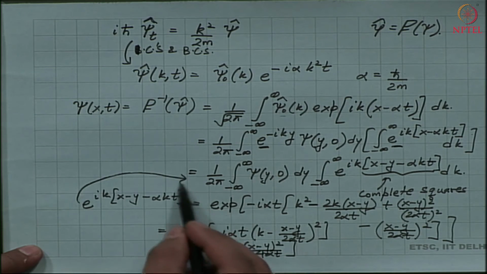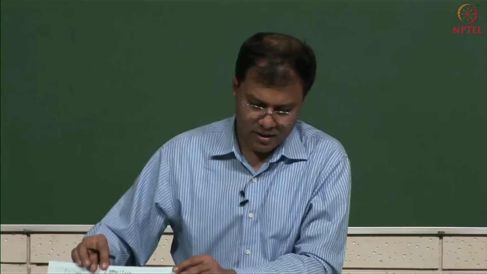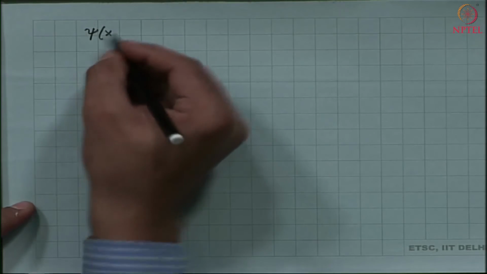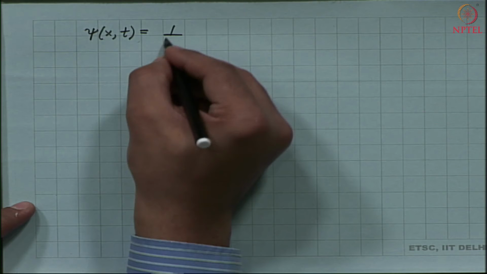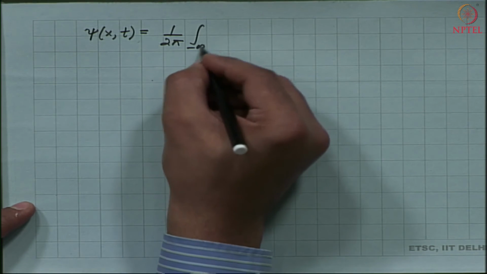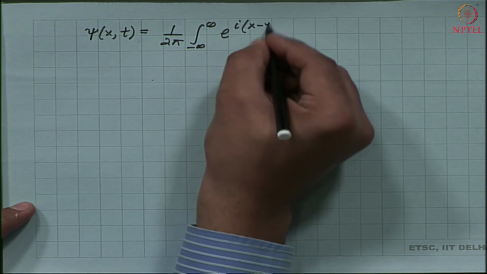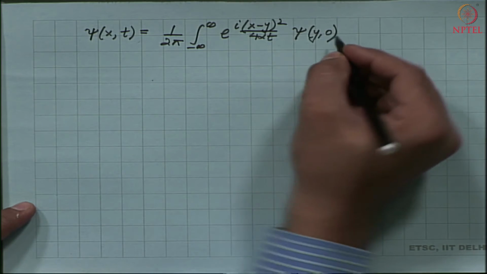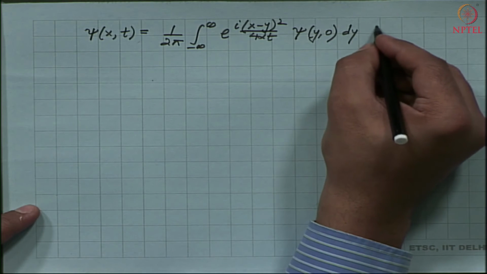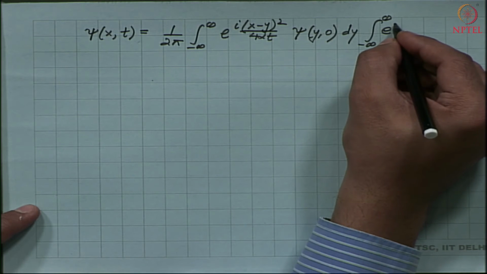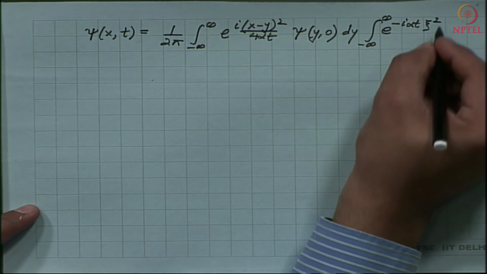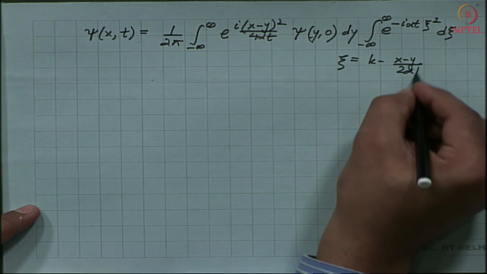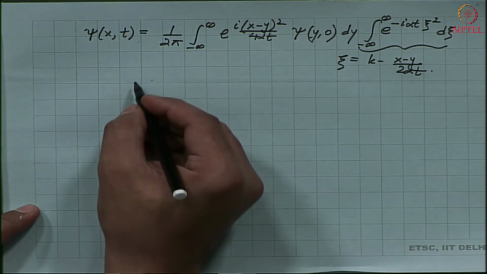So, this expression is going to be substituted in this integral, and after substituting all the values, I get that psi of x comma t is 1 by 2 pi integral from minus infinity to infinity e to the power i (x minus y) squared by 4 alpha t psi of y comma 0 dy, and then I have another integral from minus infinity to infinity e to the power negative i alpha t zeta squared d zeta, where my zeta variable is k minus (x minus y) by 2 alpha t.